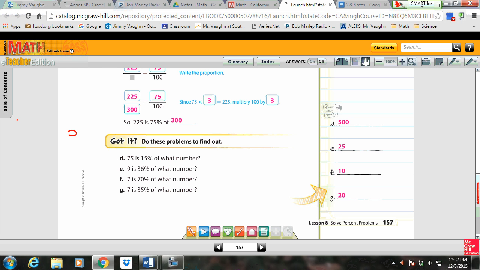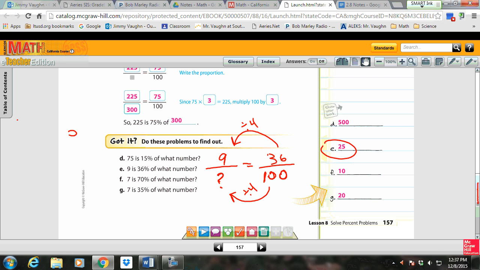9 is 36% of what number? So 9 is the part. We know that's what the percent is, out of some number we don't know, 36 over 100. So 9 times 4 goes 36. Or since we're working it that way, I should have the arrows going the other way. Since we know this side and need to know this side, you want to work to the left. So 36 divided by 4 is 9. 100 divided by 4 is 25. That's how they got that. All right, go ahead and pause the video and catch up on your notes for that.